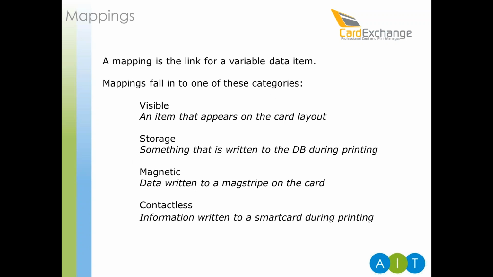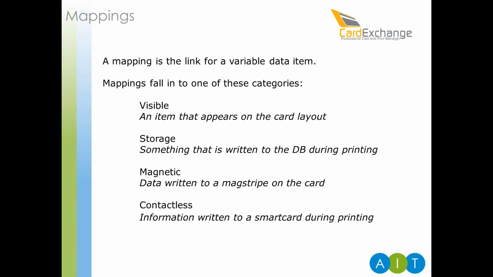So let's kick things off and have a look at the mappings first. In a nutshell, a mapping is a link for CardExchange to handle a piece of variable information. That might be a bit of data from a database. It might be a piece of text on a card or something like that. There are four categories that CardExchange breaks these down into: visible, storage, magnetic, and contactless mappings.